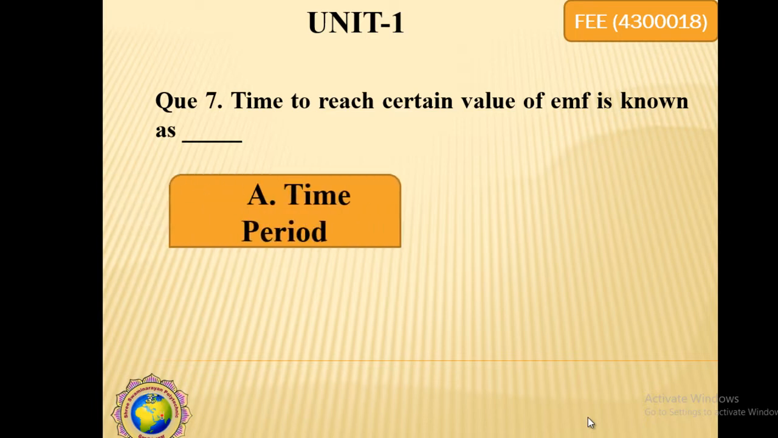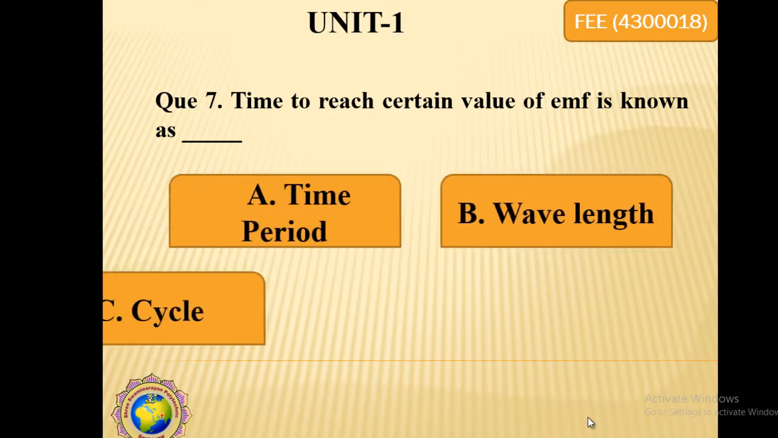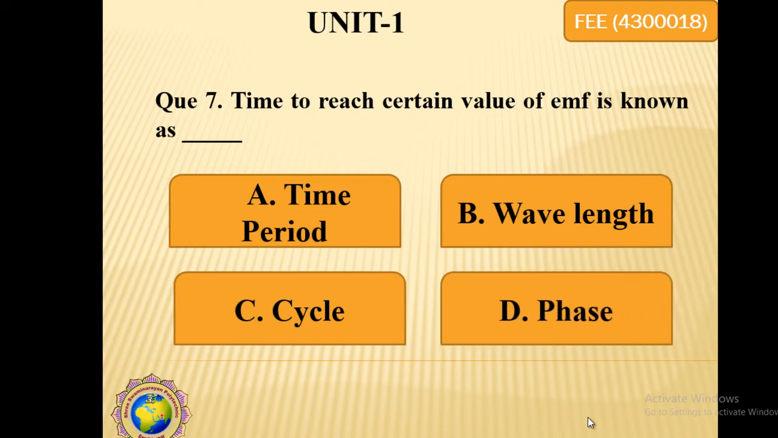A. Time period, B. Wavelength, C. Cycle and D. Phase. The question number 7 is time to reach the certain value of EMF is known as. A. Time period, B. Wavelength, C. Cycle and D. Phase.